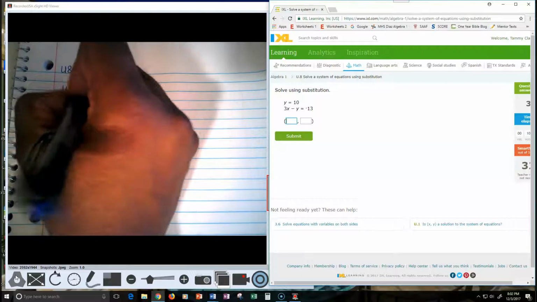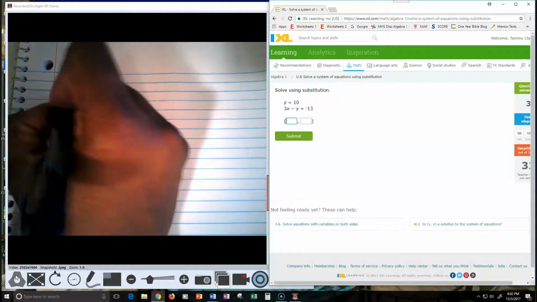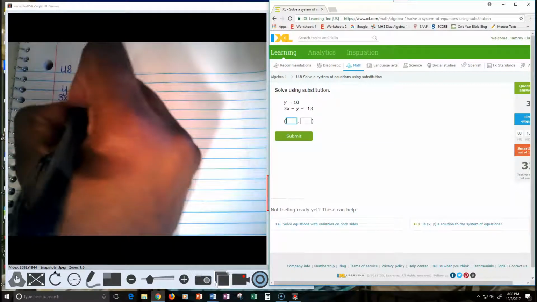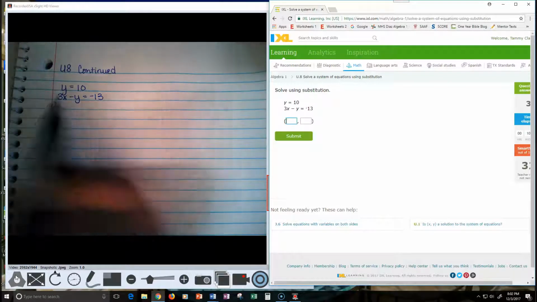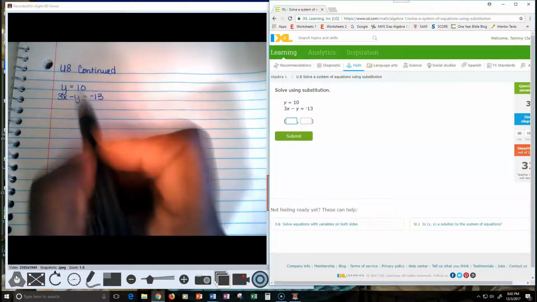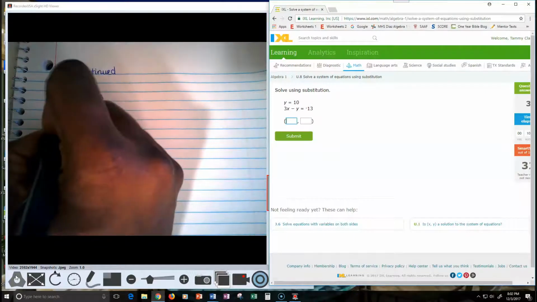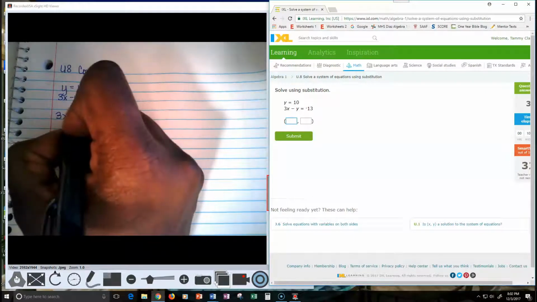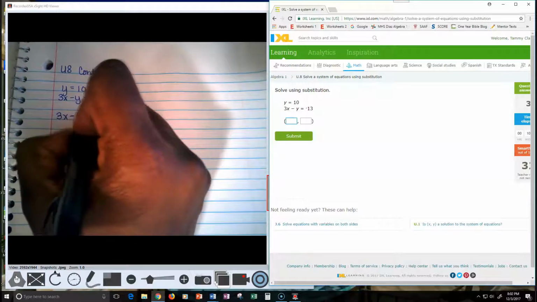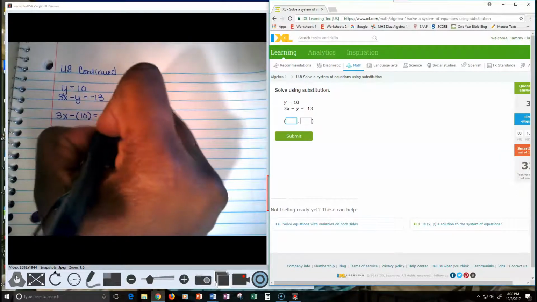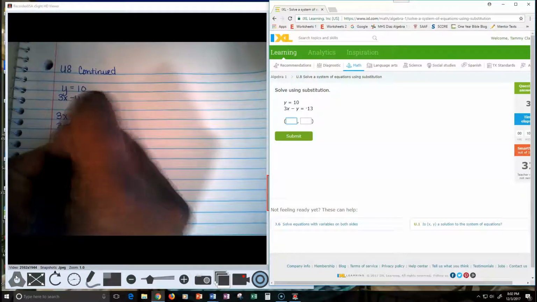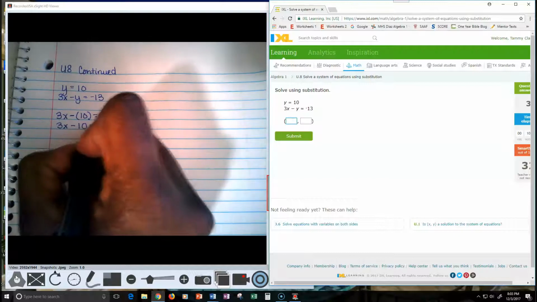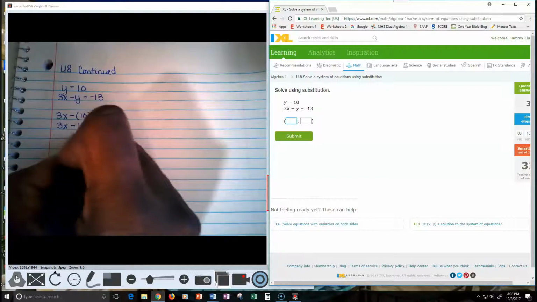All right, here's our next one. We have y is equal to 10, and then we have 3x minus y is equal to negative 13. Again, this is one line and this is another line. So I know what y is, so I'm going to substitute 10 for y, and that equals negative 13. So I have 3x minus 10 equals negative 13. I want to solve for x.